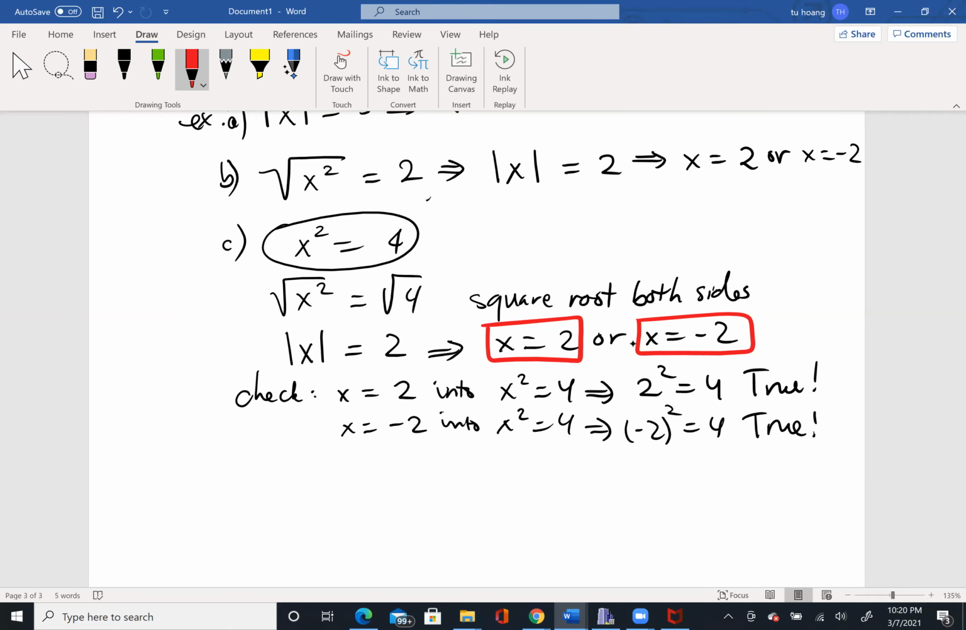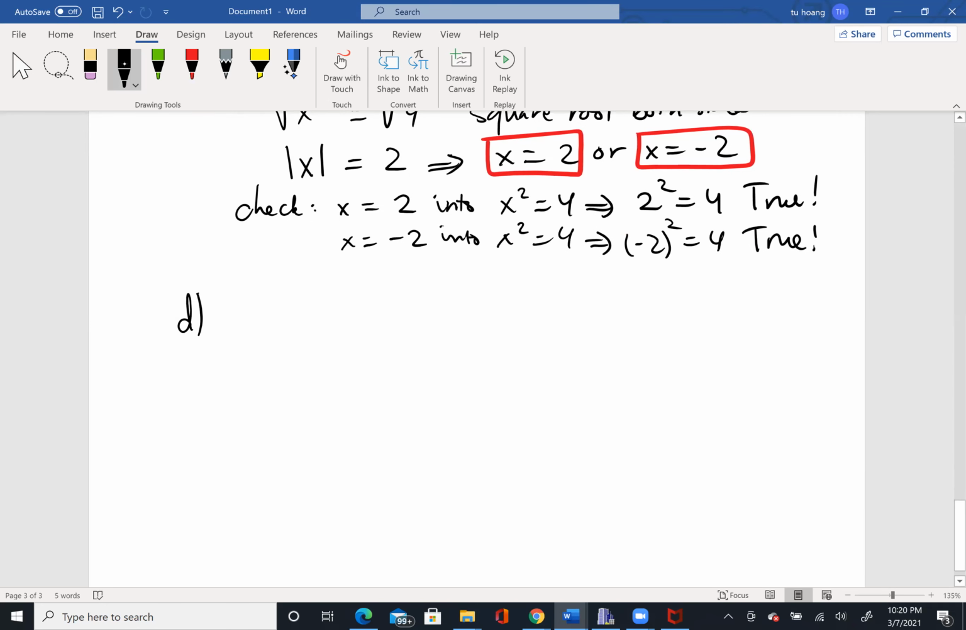So, okay, so let's have another example, D. And I say, what about square root of x plus 1 squared equal to, I don't know, let's say 4. And I have the absolute value of x plus 1 equal to 4.